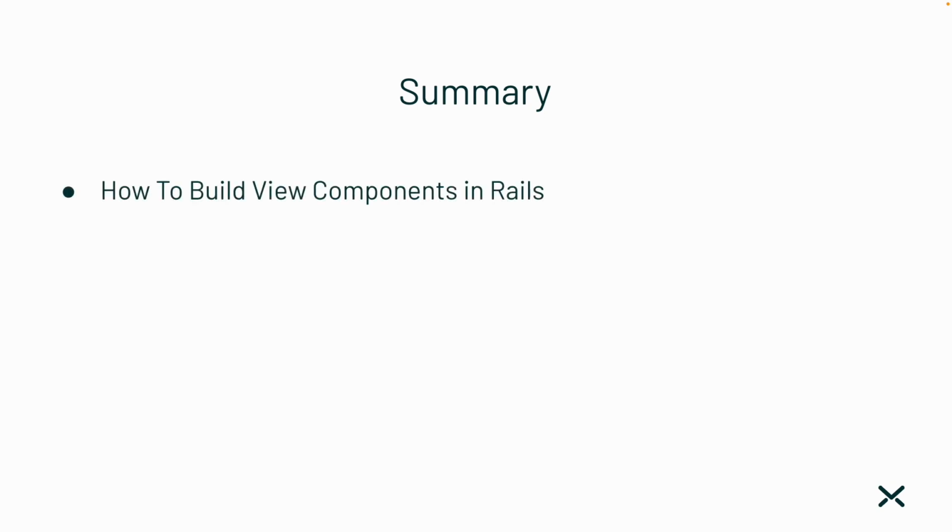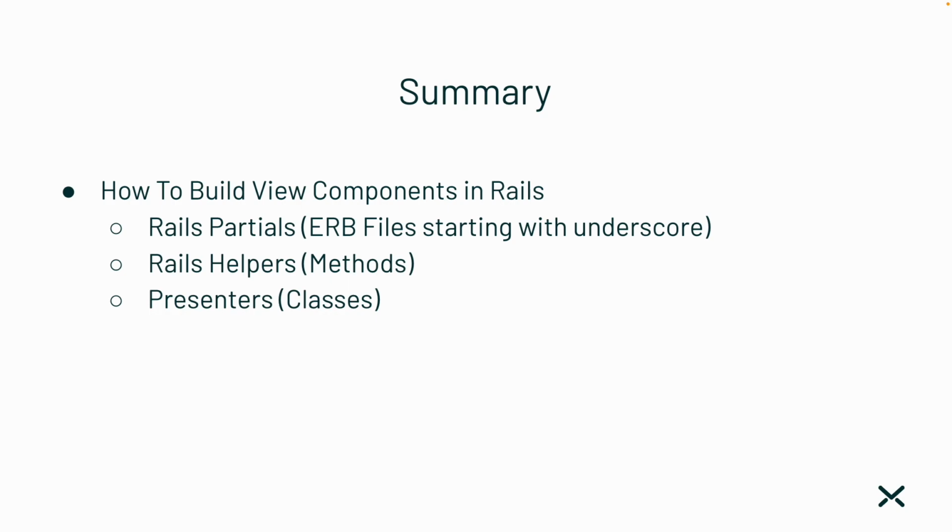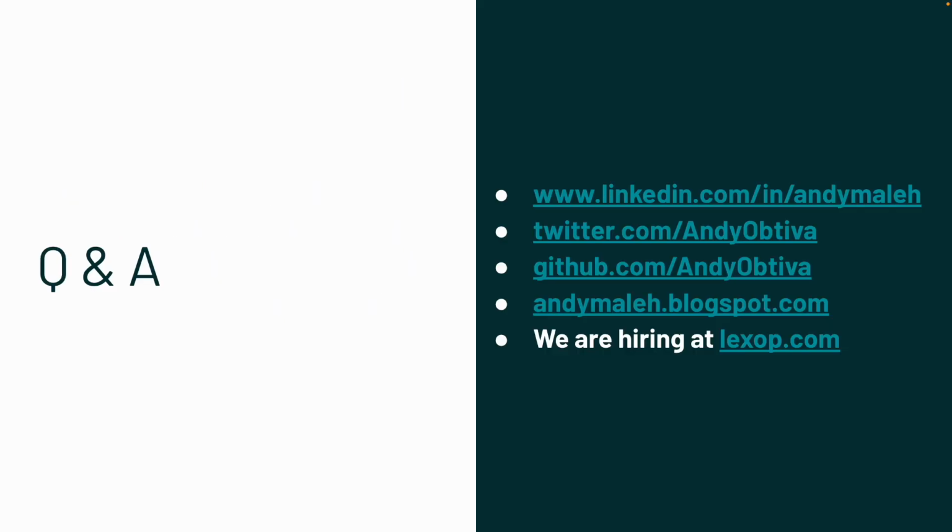And then how do we build view components in Rails? We use Rails partials, which are ERB files beginning with underscore, Rails helpers, which are methods, and presenters, which are classes. And with those three components, you can solve any problem regarding view components. So any view component that you could dream up, you can build with one of those three methods or a combination of them. And that's it. That's the end of the talk. This begins the Q&A section.